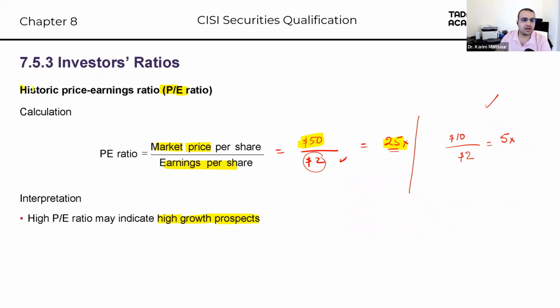Now, this is called the historic PE ratio. Why? Because this earnings per share is according to the last reported financial statements. So this was the $2 earnings per share from the last quarter or from the last annual report. In addition to the historic PE ratio, you can also have what we call the forecasted or the expected PE ratio, where you get to calculate the PE ratio in the future with some earnings assumptions.